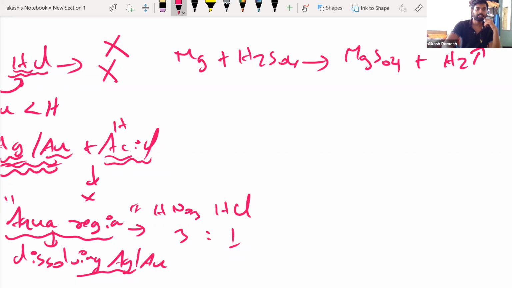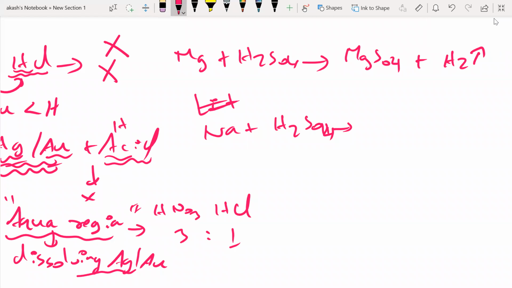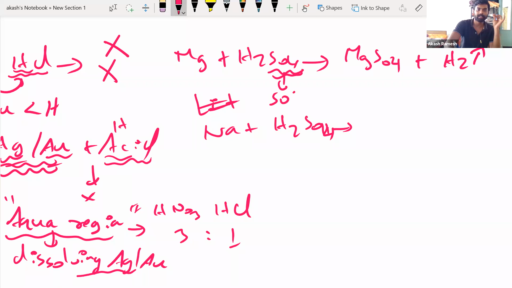One more. Say sodium reacting with H2SO4. Now what will be the product? Na2SO4 plus H2. So it's very simple, guys. You have to understand what ion is present here. The ion present is the sulfate ion. You have to know this. If you know the ion, then it is very simple. The salt formed in this case is magnesium sulfate, and here it is going to be sodium sulfate.